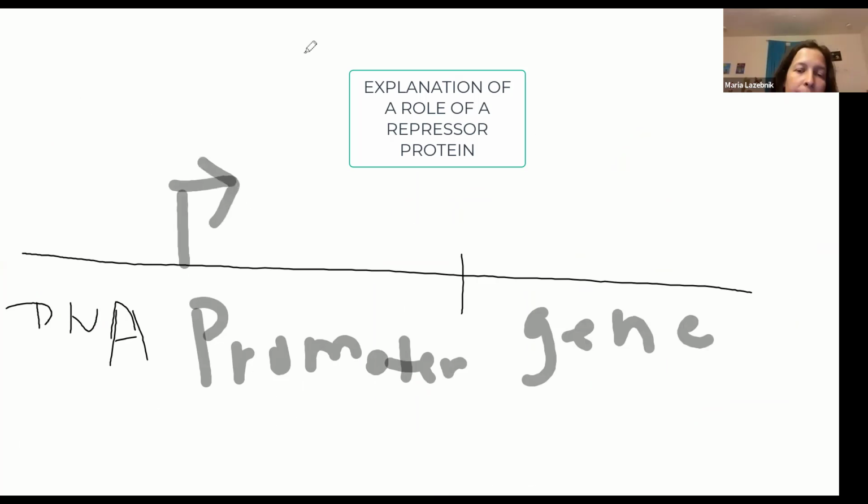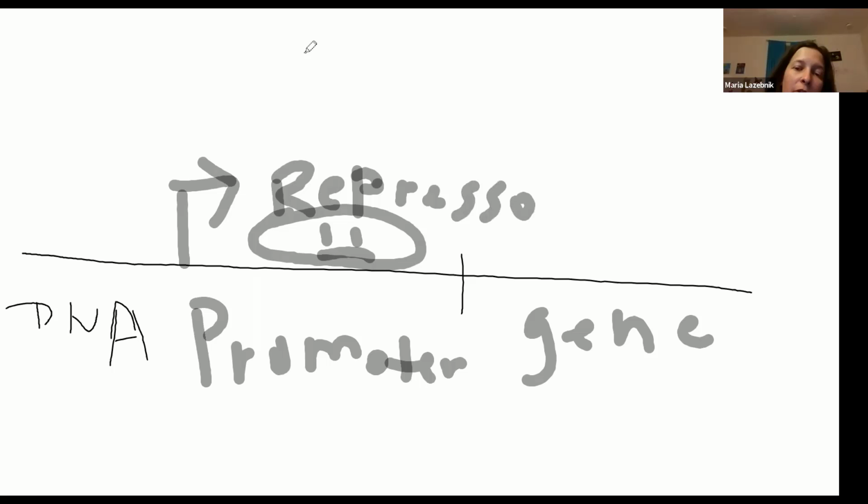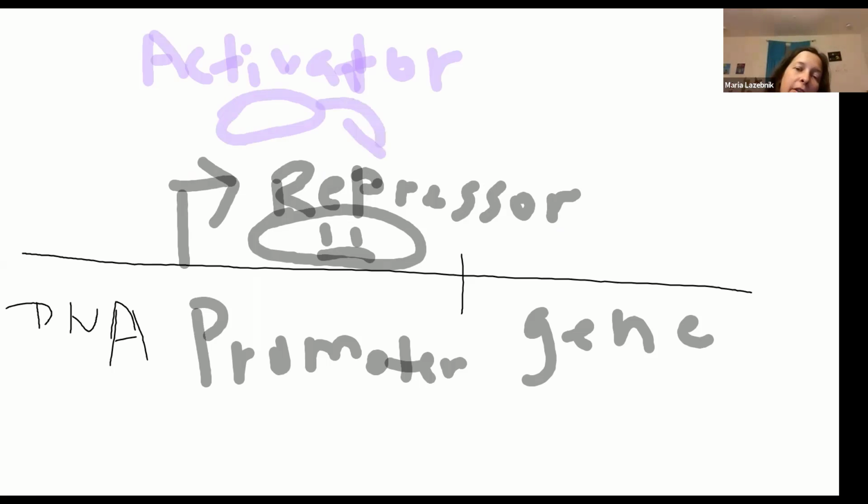There's an activator that's supposed to bind the promoter, but instead of the activator, there's a repressor protein. So this repressor is sitting on the promoter, and it's preventing the activator protein from coming in. The activator wants to bind here, but the repressor is not letting it bind to the sequence. As a result, it cannot activate gene expression from this gene. It cannot help to recruit RNA polymerase. So as a result, this gene is turned off.